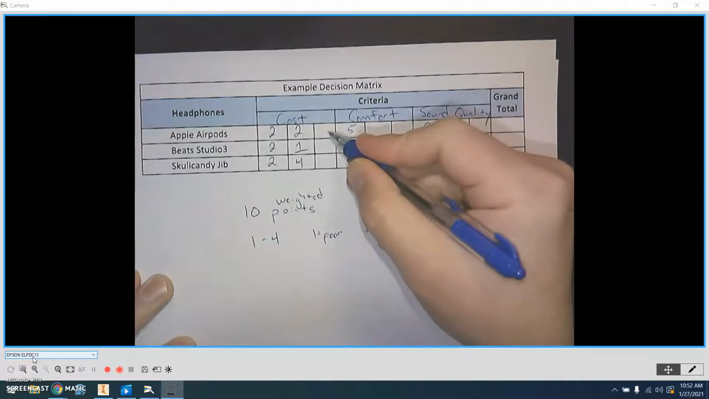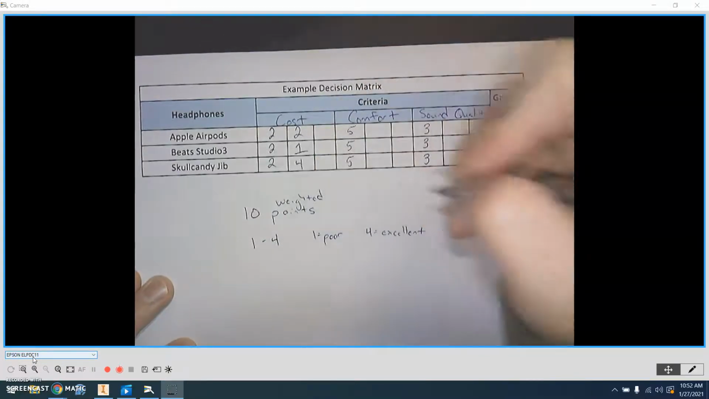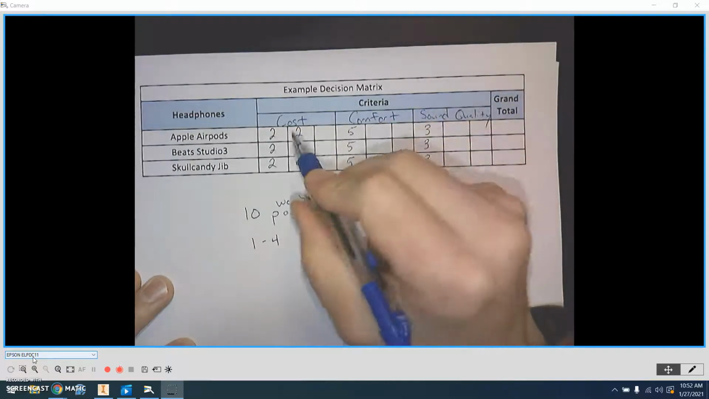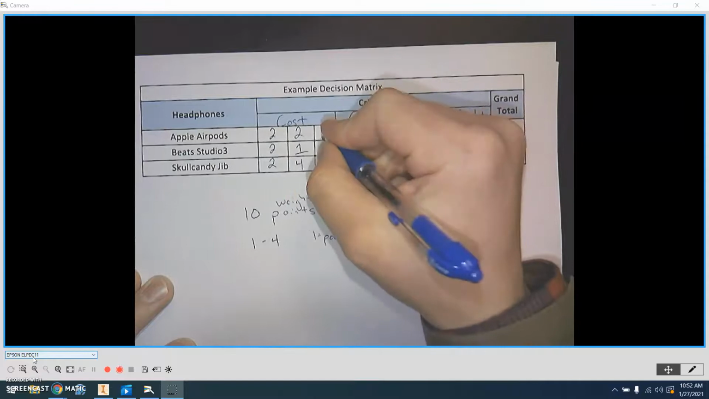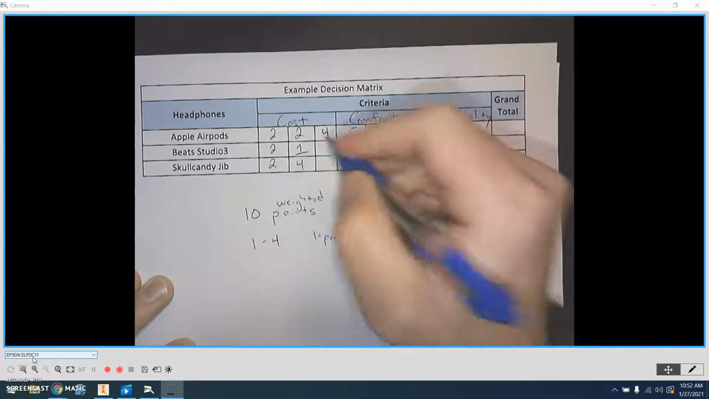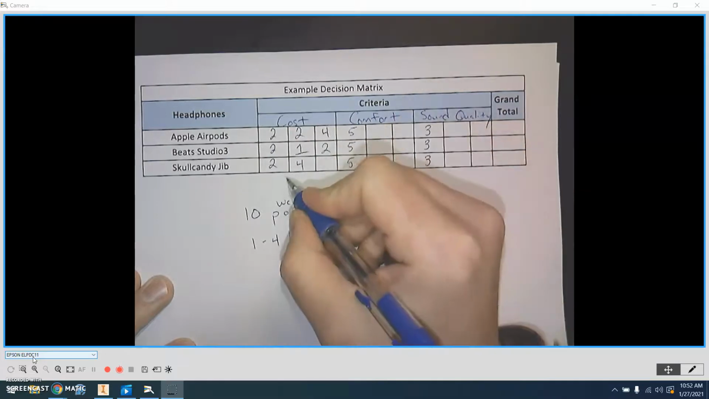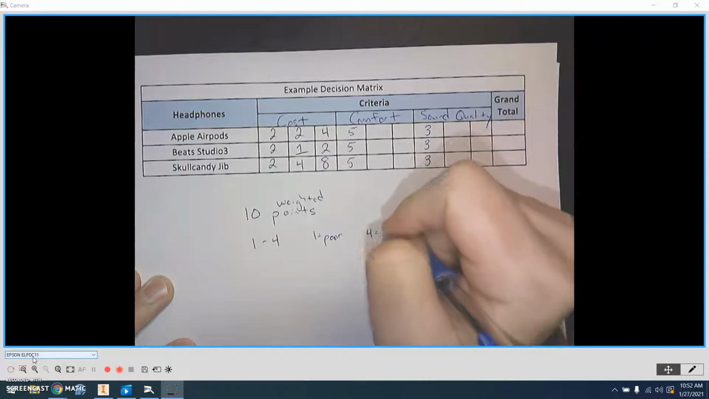Next, I'm going to find the total. Remember, it's really light gray, so you can't see that right now, but this says total. So the total for the AirPods for cost would be 2 times 2 is 4. The Beats get for cost 2 times 1, which is 2. And the Skull Candy end up with 2 times 4 is 8.